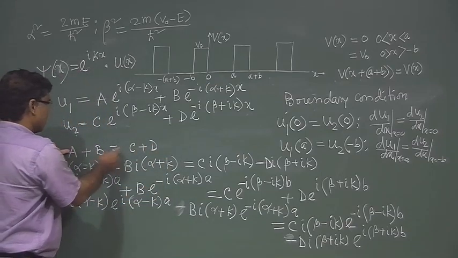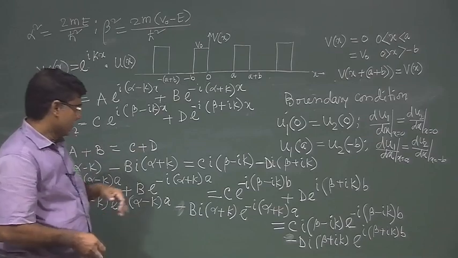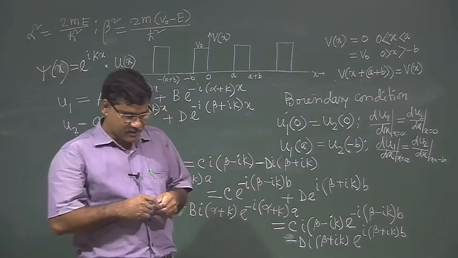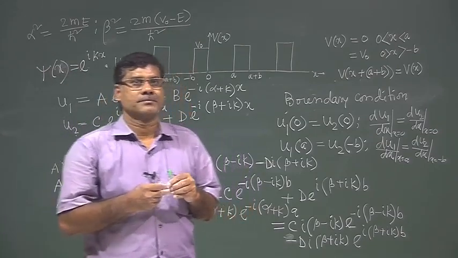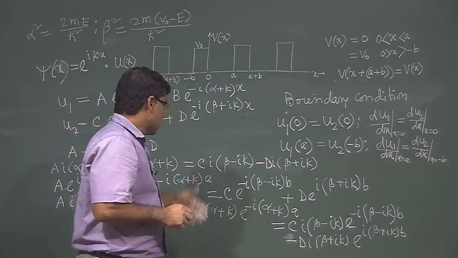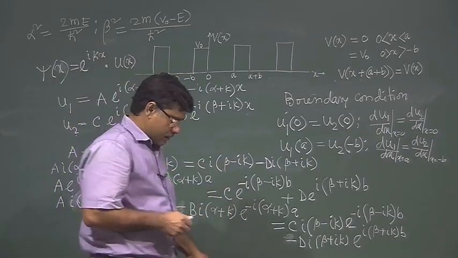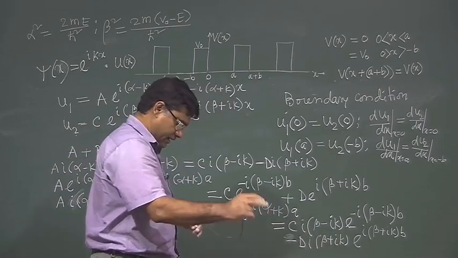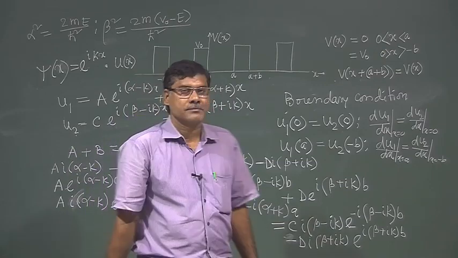So here you see these 4 equations I got. I have 4 unknowns, okay. If you solve them, basically you will get the values of a, b, c, d.